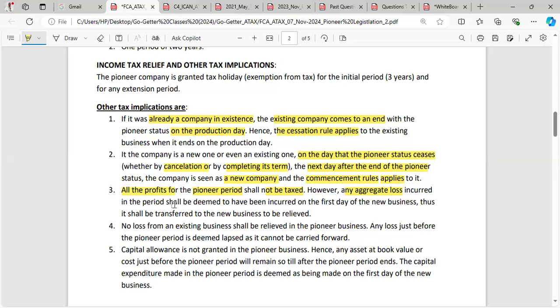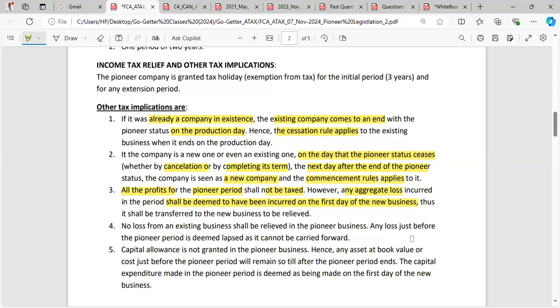It shall be deemed to have been incurred on the first day of the new business. So it means that when your company is ending its pioneer status, you are checking your losses as against your profit. If it gives you an aggregate loss on the first day of your new business, it is assumed that that loss is carried over into the new business.